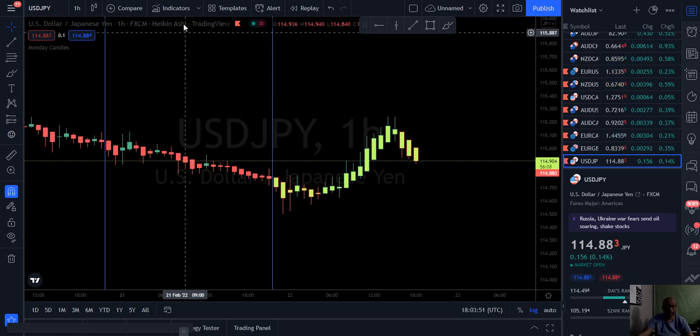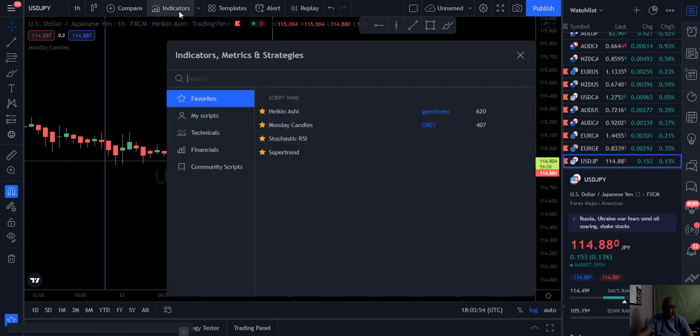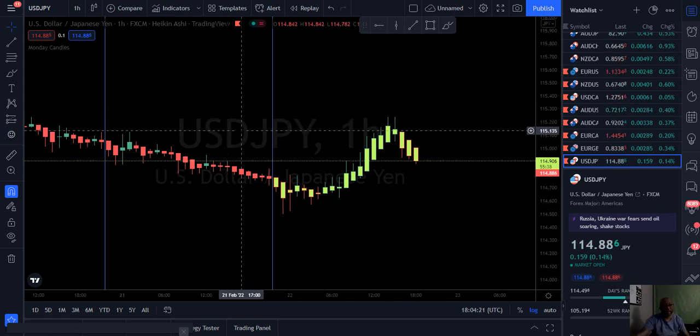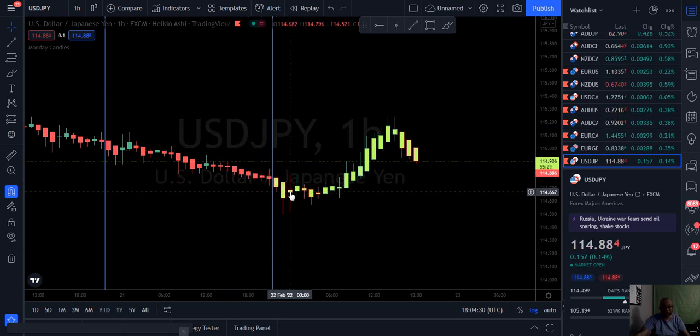And what you need is to go into your TradingView, and you want to search for Monday candles. Make sure that it was produced by Obey. Okay, these are the Monday candles you want. I think they have a couple of them on, but these are the ones that you want here. What happens is when you bring them onto your chart, on Monday evening at 5 p.m. Eastern Standard Time, these candles start to form.